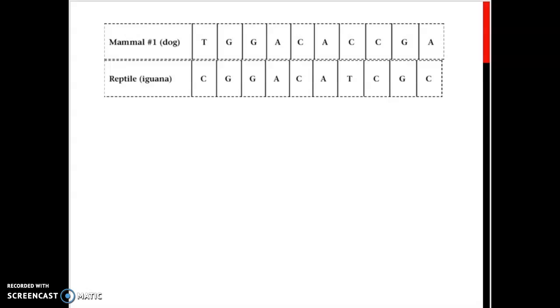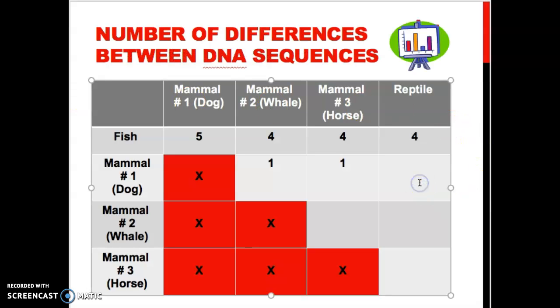Okay, you should have come up with 1, 2, and 3 at the end. So on your chart, you are going to write the number 3. Okay, third row, I have the whale. I do not need to compare the whale and the dog because I already did that when I did the whale and the dog. So I don't have to compare the whale to itself. So all that is left to compare with the whale is the horse and the reptile.